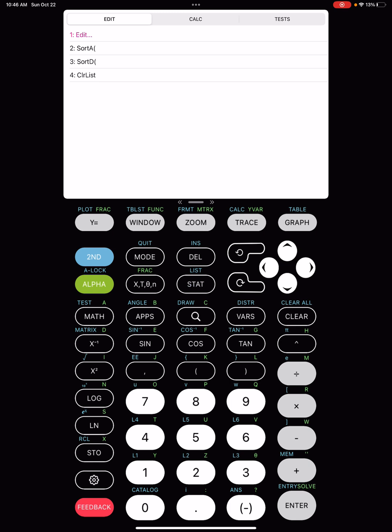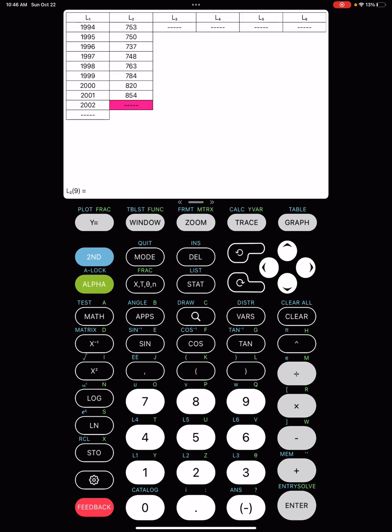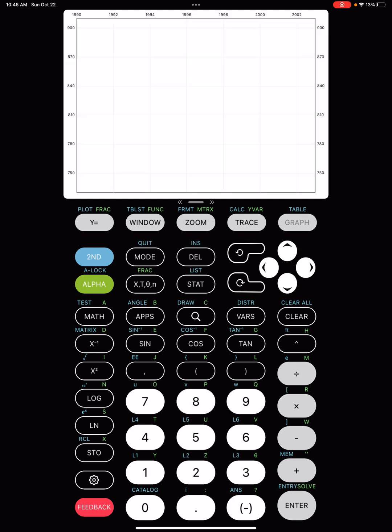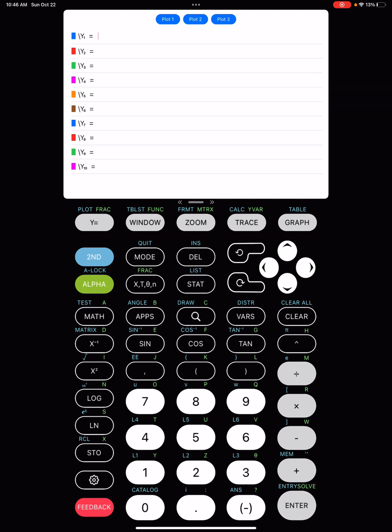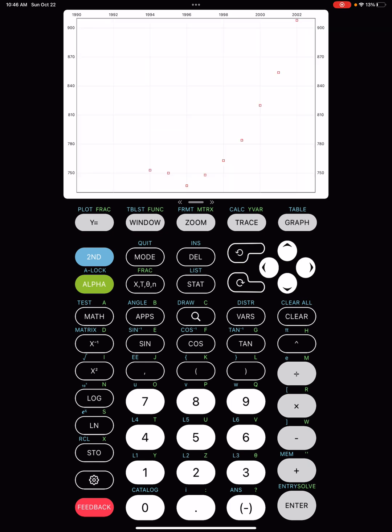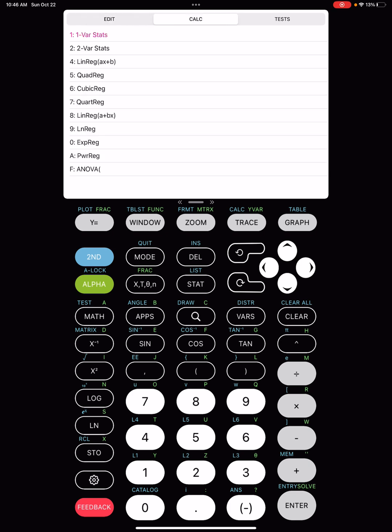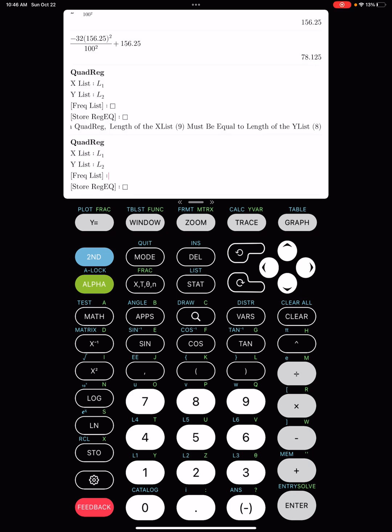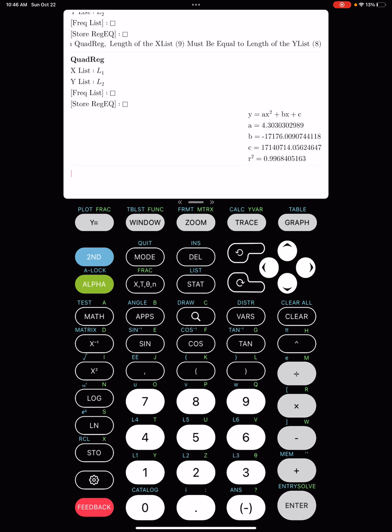Maybe that's my problem. Oh, that's why, because I didn't have my 908 in there. Okay, so there it is. All right, go back, calculate quadratic regression. Do you see that it says the length of the list must be equal? I just didn't put those values in. So I go back here, I look at my screen, it says ax squared plus bx plus c. It gives me a is 4.30.